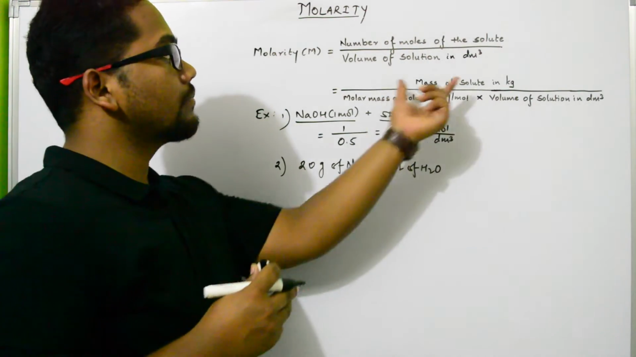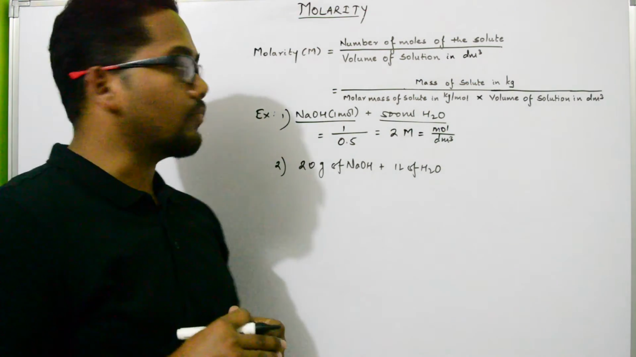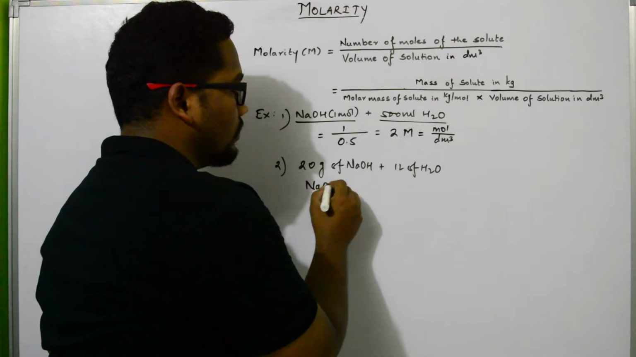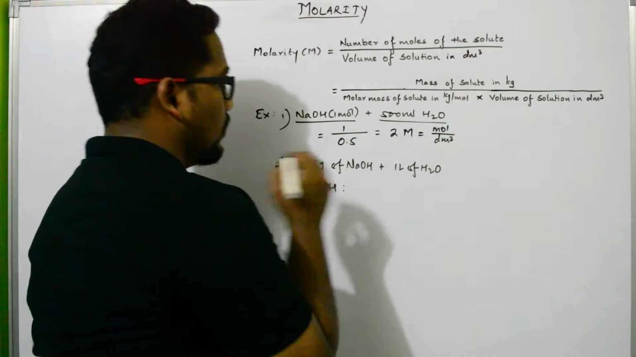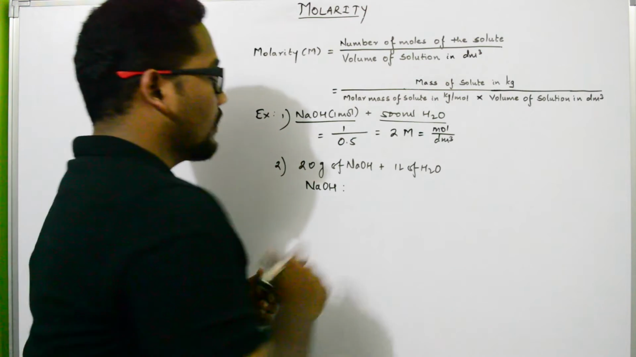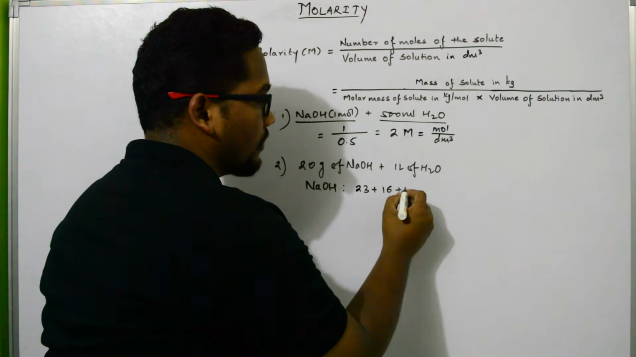So 20 gram of NaOH, matlab kitna number of moles of NaOH? The formula is very simple, mass of solute in kg divided by molar mass of solute in kilogram per mole. Now for this, you'll have to do one more thing, that you'll have to find out the molecular weight of sodium hydroxide, that is NaOH. Now if you know the atomic weights, what are the atomic weights? Sodium ka atomic weight is 23, oxygen ka atomic weight is 16 and hydrogen atomic weight is 1.